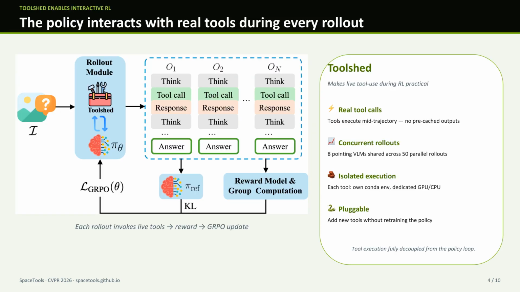DIRL's exploration phase needs the model to actually interact with tools, calling segmentation, depth, pose, and grasp models during rollouts, getting back real predictions, and conditioning its next action on the result. That live interaction is what Toolshed enables. It hosts each tool in its own isolated environment, lets many rollouts hit shared tools concurrently, and fully decouples tool execution from the policy loop. Without Toolshed, interactive multi-tool RL simply isn't tractable. That's why the framework and the infrastructure are co-designed.